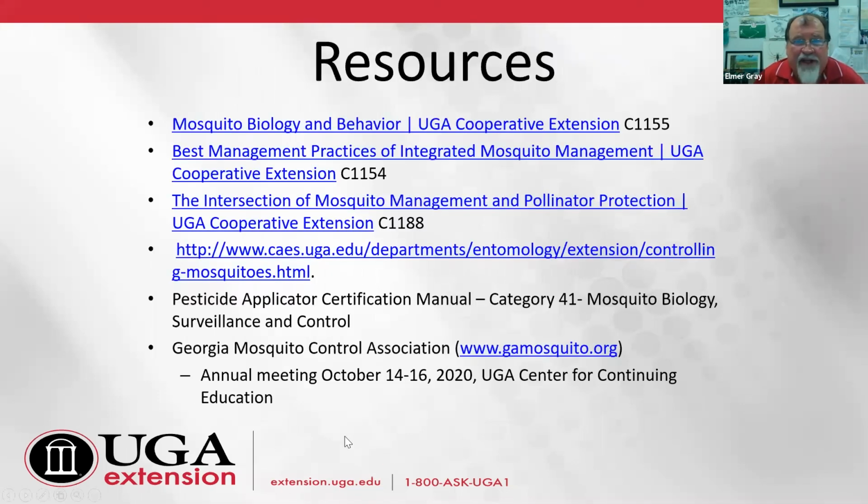And we have some new resources available. These three circulars at the top. The third one there, the intersection of mosquito management and pollinator protection, has just been published in recent weeks. So that's something that we want to support. The Georgia Mosquito Control Association is a great way to get lots of information about mosquitoes, and hopefully that's going to occur on October 14th.